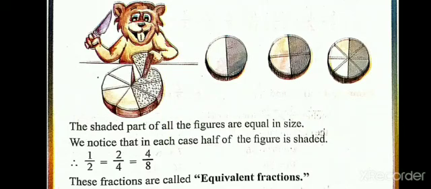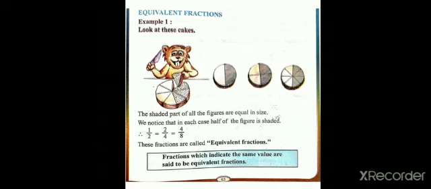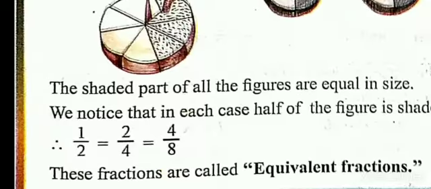We notice that in each case half of the figure is shaded. 1 by 2 is equal to 2 by 4 is equal to 4 by 8. So 1 is half of 2 and 2 is half of 4 and 4 is half of 8. Therefore, however you take, the value of all these fractions is half itself, that is 1 by 2. That's why these fractions are called equivalent fractions. What are equivalent fractions? Fractions which indicate the same value are said to be equivalent fractions.